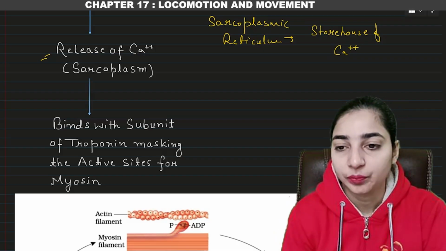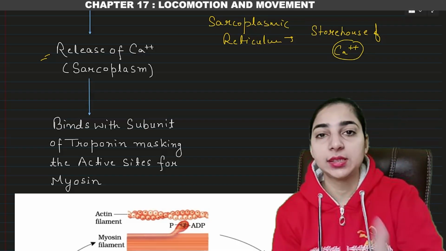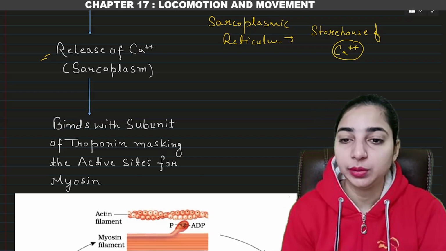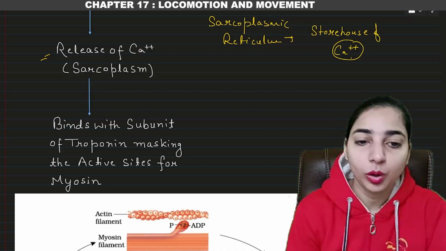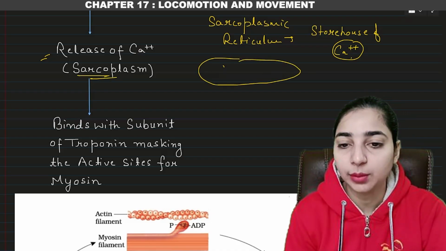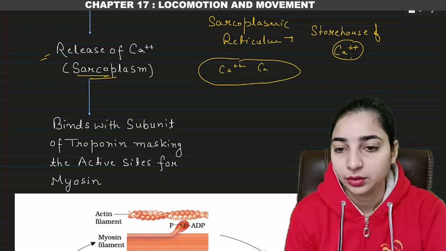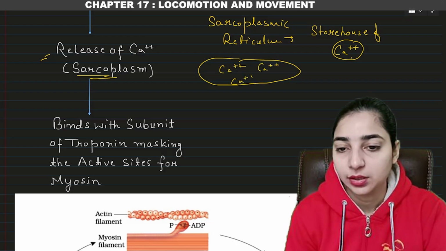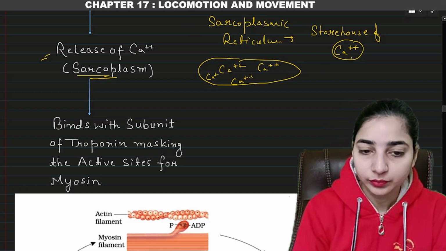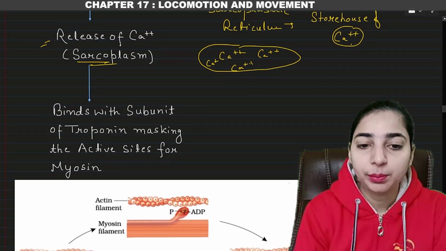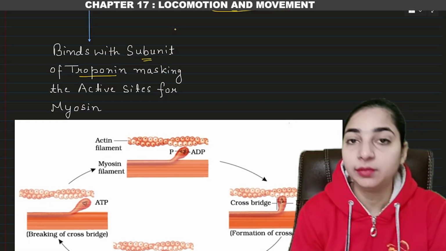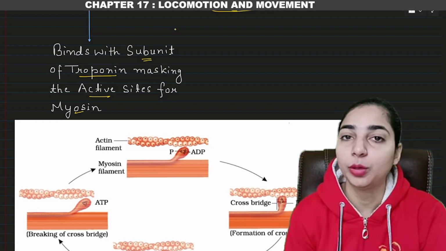So now these calcium ions which were stored in the sarcoplasmic reticulum will be released. A large number of calcium ions will be released into the cytoplasm or the sarcoplasm. So these calcium ions will now spread throughout the muscle fiber or the cell, and this will lead to the binding of the calcium ion with the subunit of troponin, which was masking the active site for myosin.